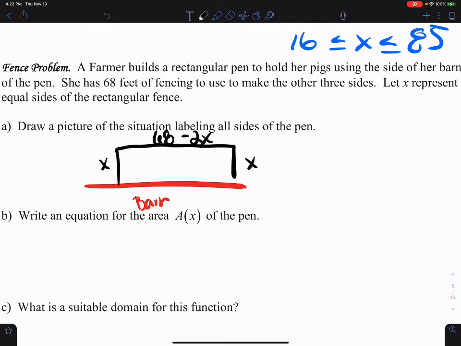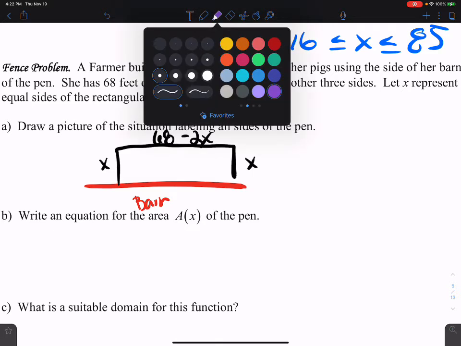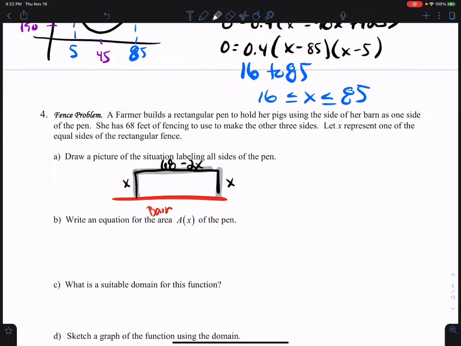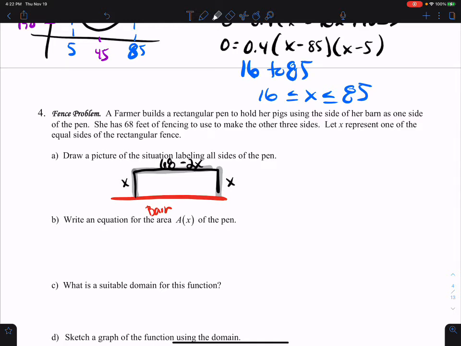So we can see our fence here is x wide, or x tall, if you will, and 68 minus whatever is left over there. So they want us to write an equation for the area of the pen. Well, we know area, right? The area is going to take x as an input, because if I know what x is, I can plug that in and find the area.